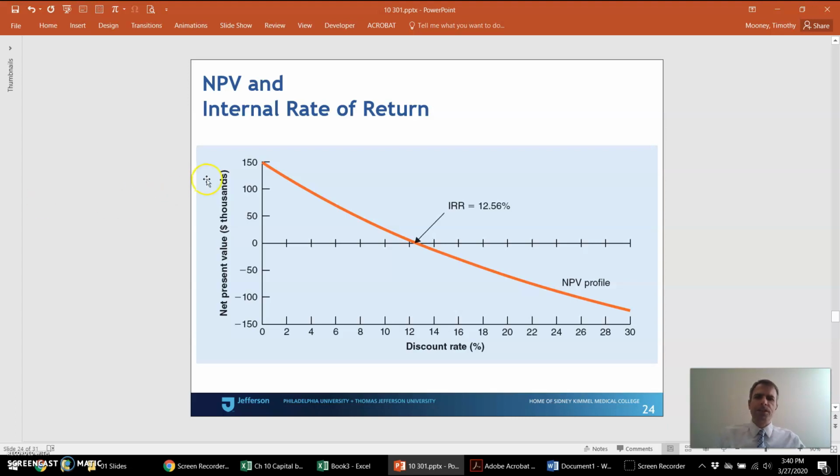And so this is called an NPV profile, and is really just what we did in Excel. Higher discount rates are associated with lower net present values. And the thing to understand is the IRR is the discount rate that sets the project's net present value equal to zero.